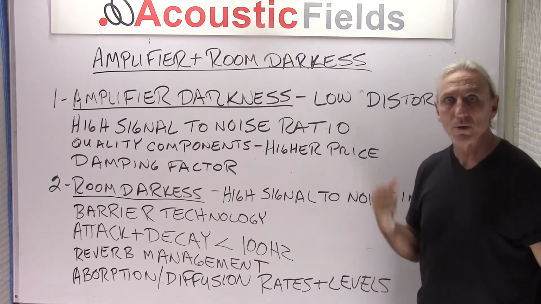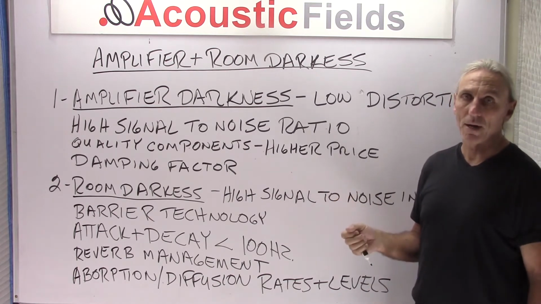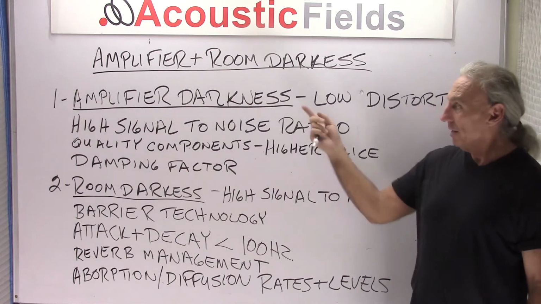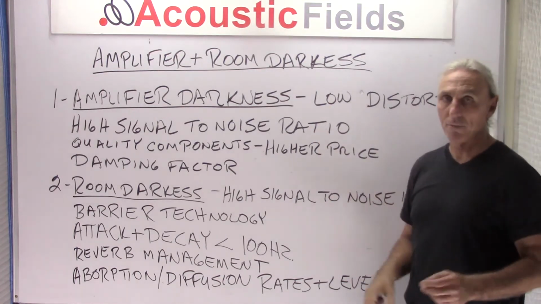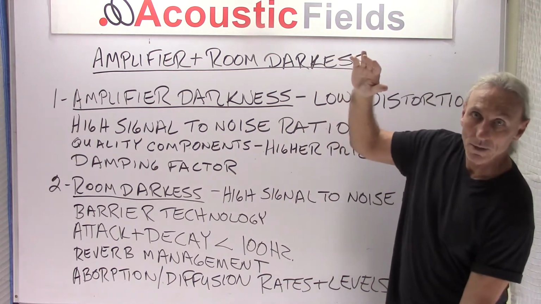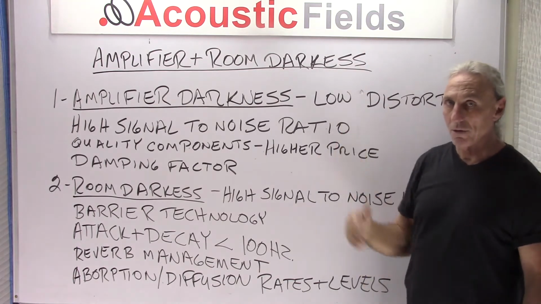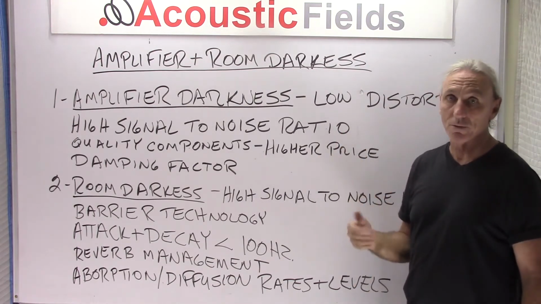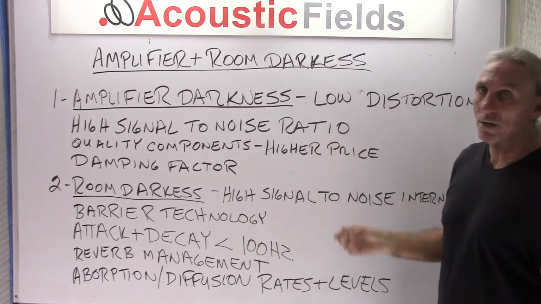And if you put your ear up really close to the speaker, sometimes you can hear the background noise levels and get a pretty good idea. So low distortion is the key to amplifier darkness. We've got a high signal, low noise, so big gaps between signal and noise. So we get them below certain thresholds, maybe even of human hearing. So good thing there. Quality components.